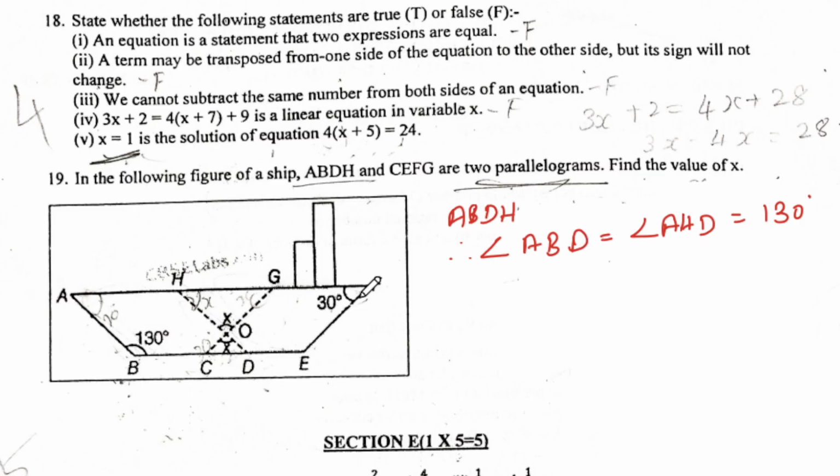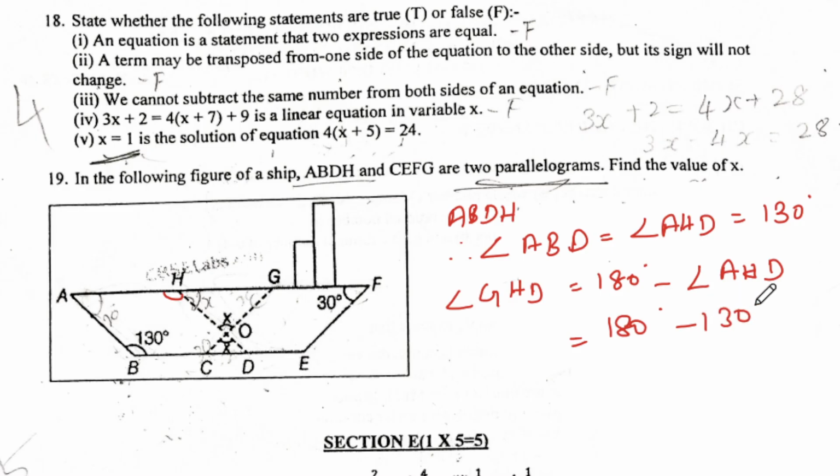So opposite angles of parallelograms are equal, right? So here, if you see ABC, which is 130, so AHD is also 130 because these are opposite angles. Okay. And angle GHD is 180 degrees minus AHD, linear pair. So 180 minus 130, linear pair. So GHD is equal to 50 degrees.